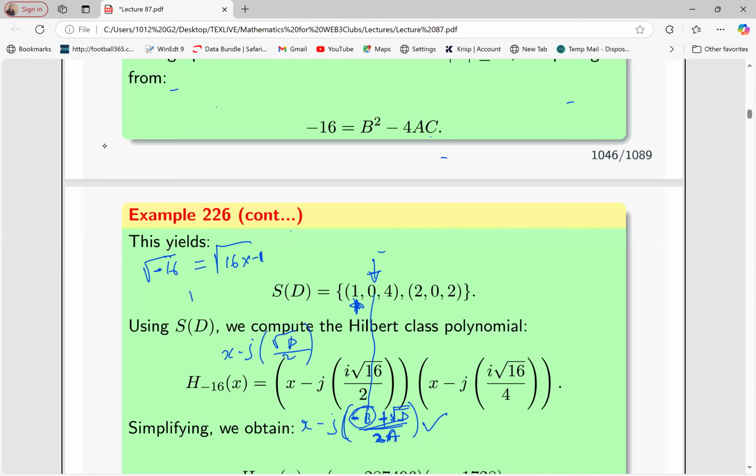But then we know that this can be written as root 16 times root negative 1. But root negative 1 is a complex number. The answer is i. So that means this is root 16 times i. That's why we arrive at this point.